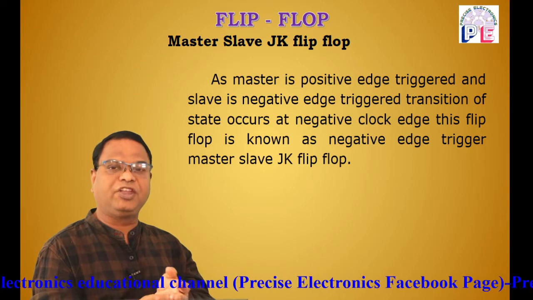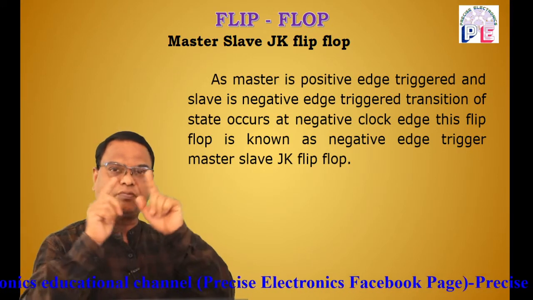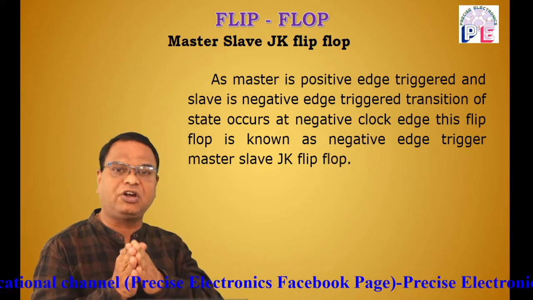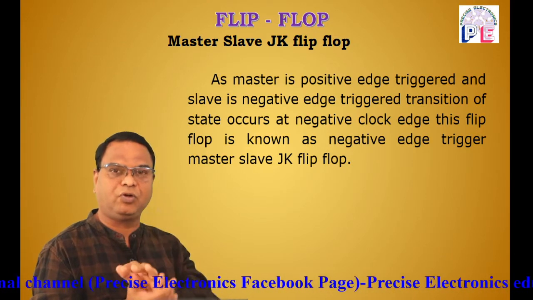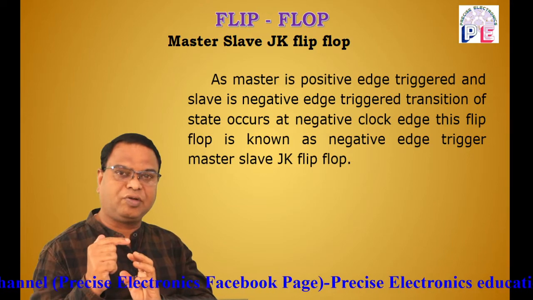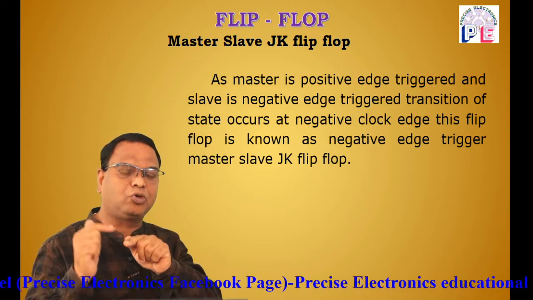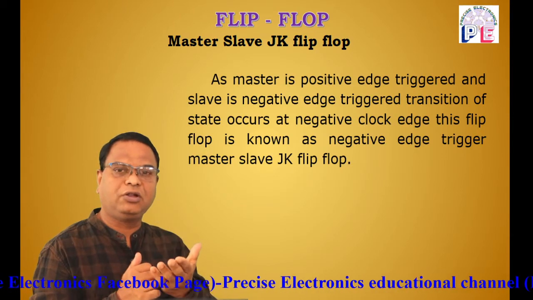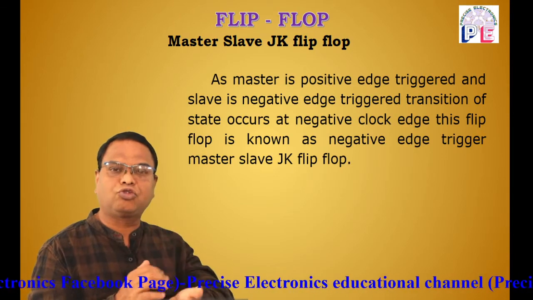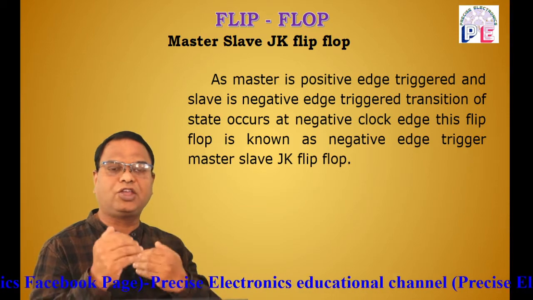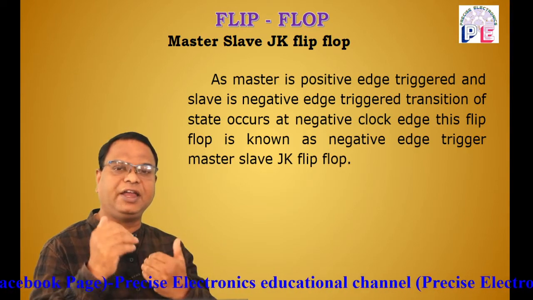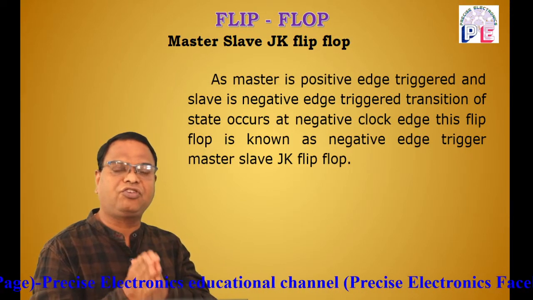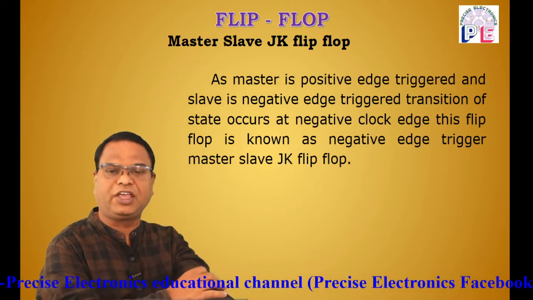As the slave flip-flop is a negative edge triggered flip-flop, this master slave JK flip-flop is known as a negative edge triggered master slave JK flip-flop. Why is it negative edge triggered? Because at the negative edge of the input clock pulse, the slave delivers the output. That is, Q goes to high level, or Q complement goes to high level, or both Q and Q complement change the state between high and low. That's why this flip-flop is known as a negative edge triggered master slave JK flip-flop.